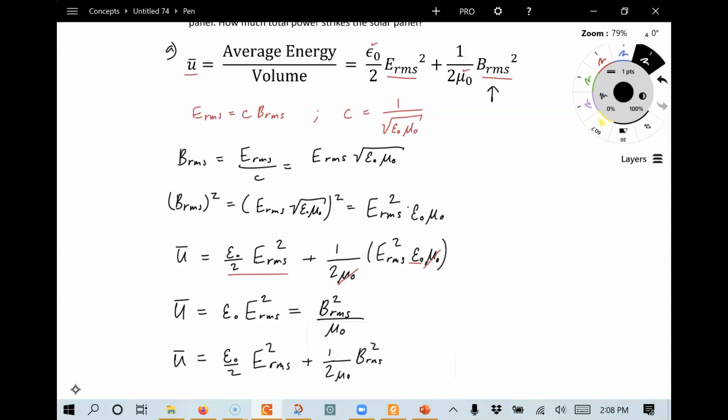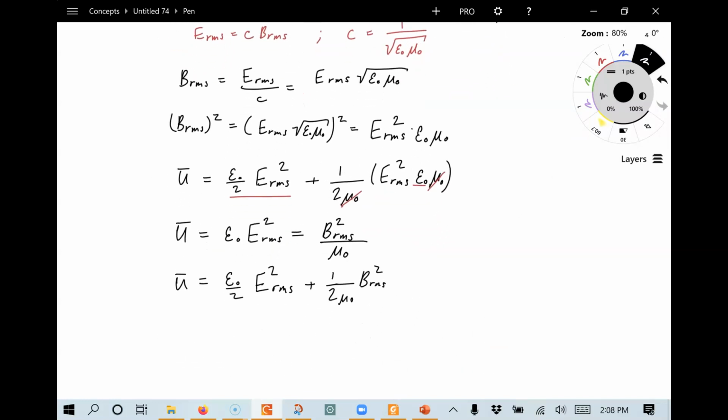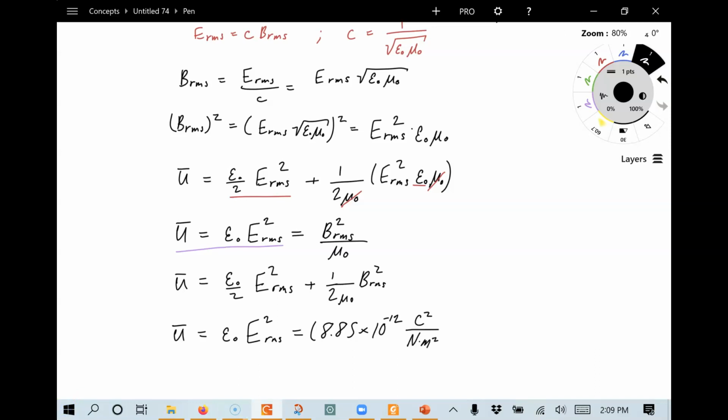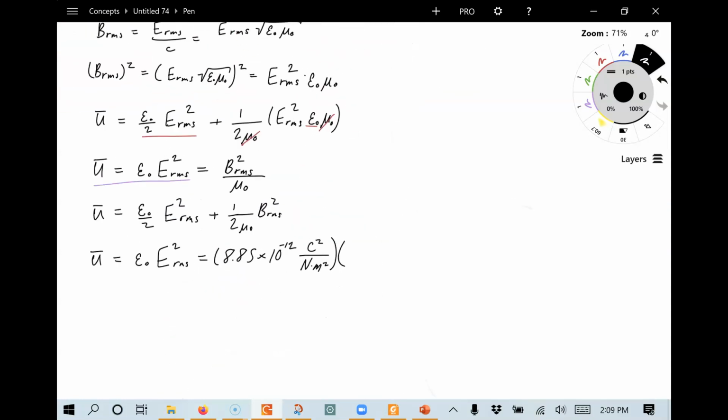Now for this part A here, since we know E RMS, I'm going to go ahead and just use this equation right here. So the average energy density is epsilon naught times E RMS squared. We have to look up epsilon naught. That's equal to 8.85 times 10 to the minus 12th, and that's going to be coulomb squared divided by newton times meters squared. And the E RMS value we've got here is 720 newtons per coulomb.